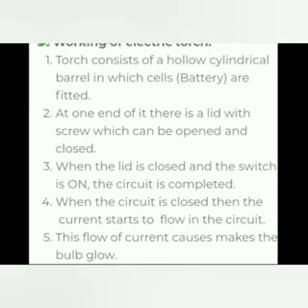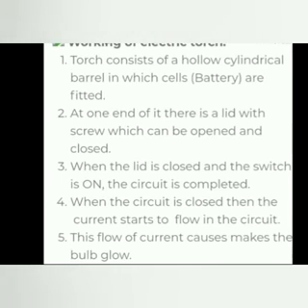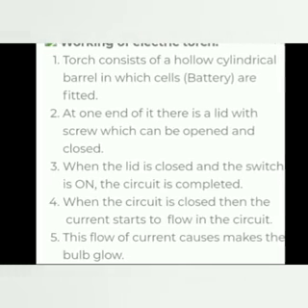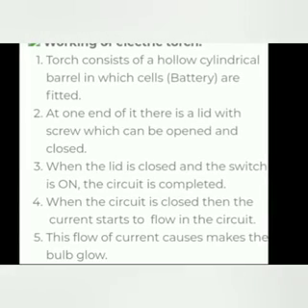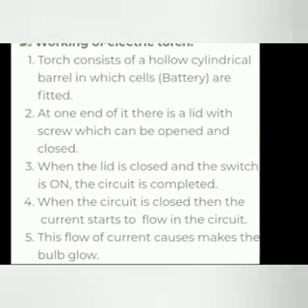A torch consists of a hollow cylindrical barrel in which cells are fitted. At one end of it there is a lid with a screw which can be opened and closed. When the lid is closed and the switch is on, the circuit is completed. When the circuit is closed, then the current starts to flow in the circuit. This flow of current makes the bulb glow.